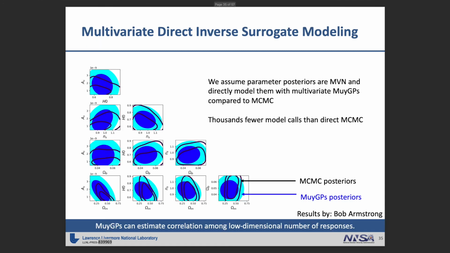Oh, I just also want to mention, I've only shown you univariate data, but we've also done this for multivariate data. And that especially came into play when we were looking at these dark matter simulations. The reason being the parameters of dark matter are not independent. So when we wanted to look at confining them, we needed to look at a multivariate distribution. And so MuyGPs worked relatively well in that scenario.